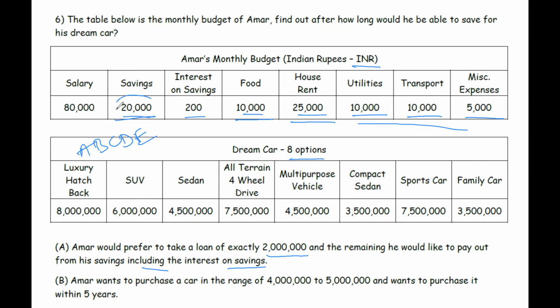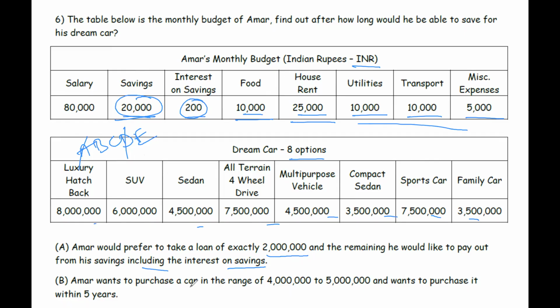So he'll utilize this 20,000 per month and 200 per month interest on savings for the remaining amount. But we don't know which option he's going for, right? So the first statement cannot answer. D is out, A is out. B, C, E. B statement.